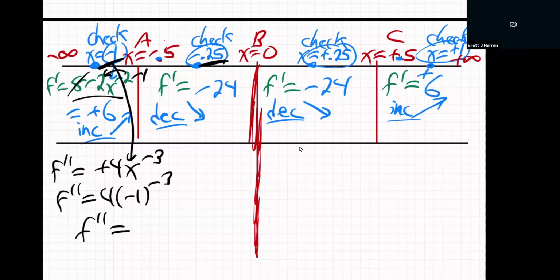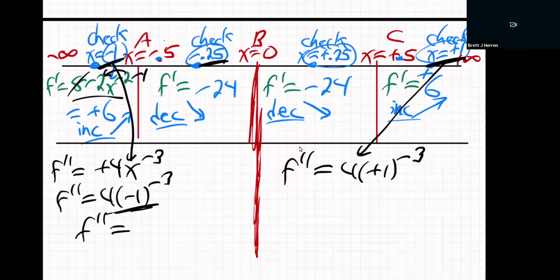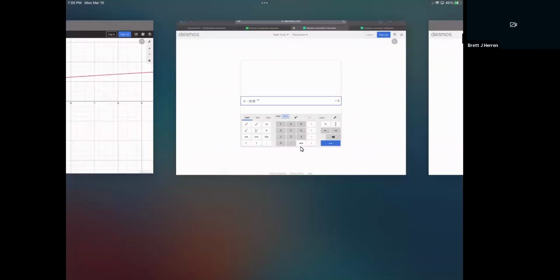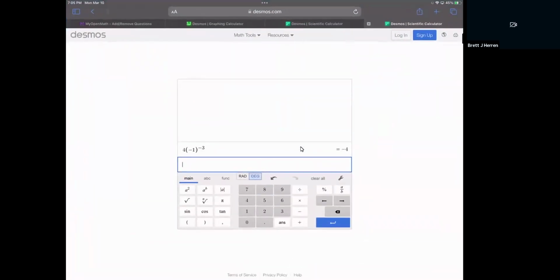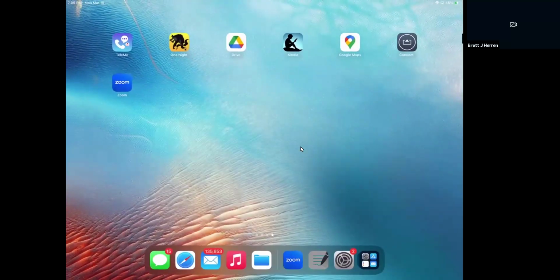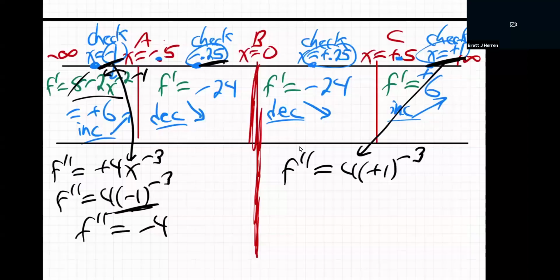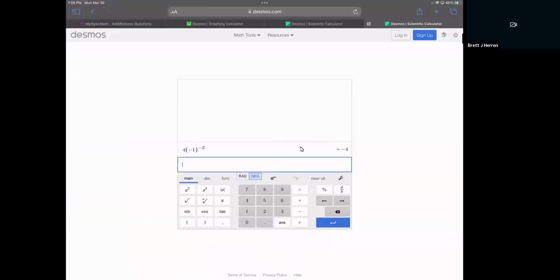See what I get. So anything left of 0, and then we're going to plug in something right of 0 and get f double prime over here. I'll probably just do positive 1. All right. So let's start with negative 1 to the negative 3. I've actually done it right there. Comes out negative 4. Okay, and now let's do positive 1. And there it is, positive 4.